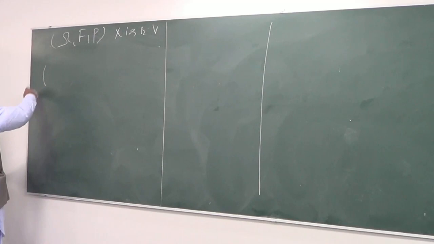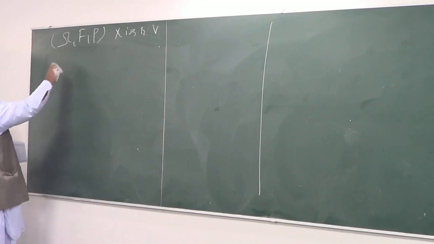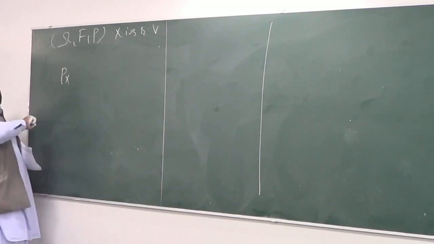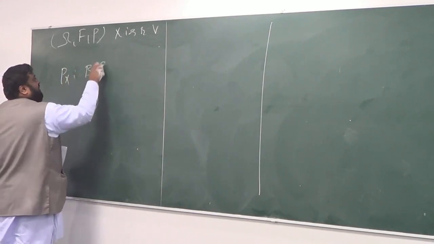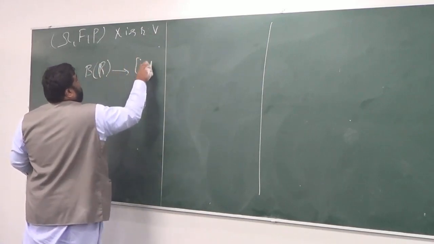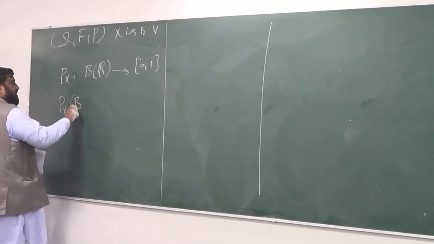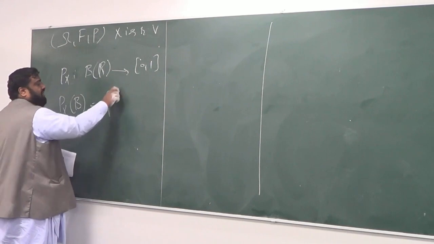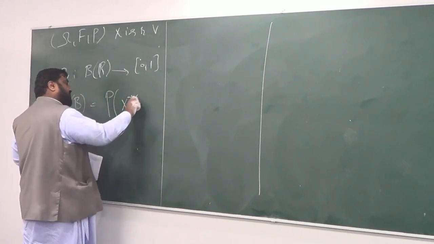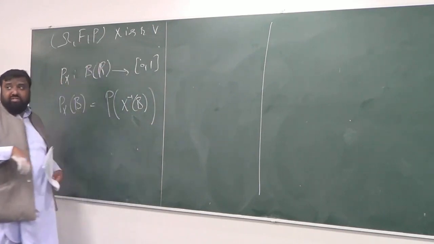This X induces a probability measure, which would be P_X. And P_X would be a map from where to where? From the Borel sigma algebra into [0,1]. What would be the meaning of P_X operated onto a Borel set B? It would be the probability P of X inverse of B. Since X is a random variable, this is an element in F, hence this is well defined.